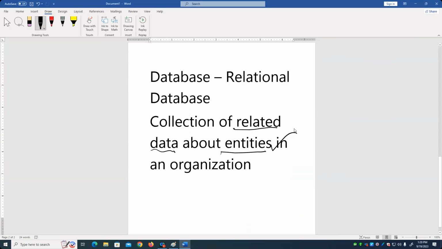The next part is determining the relationship between the entities. What is the relationship between different entities? All right. Which entities are related? And if so, what is the relationship between entities? When we identify a relationship, one thing that we need to worry about is the cardinality of the relationship.